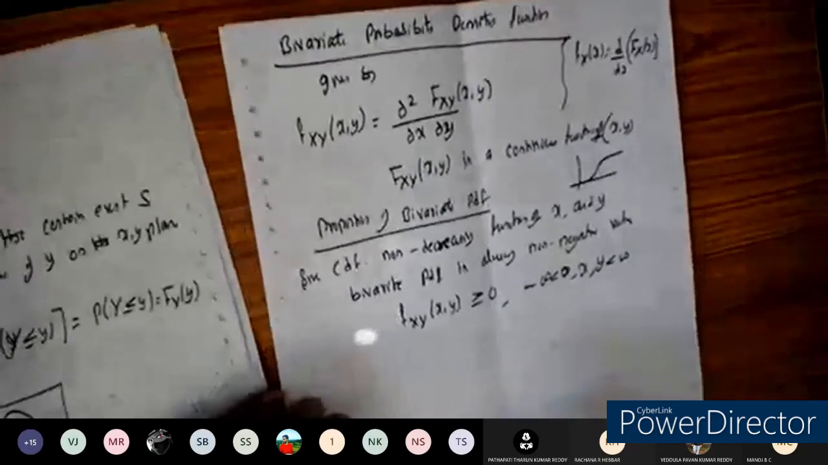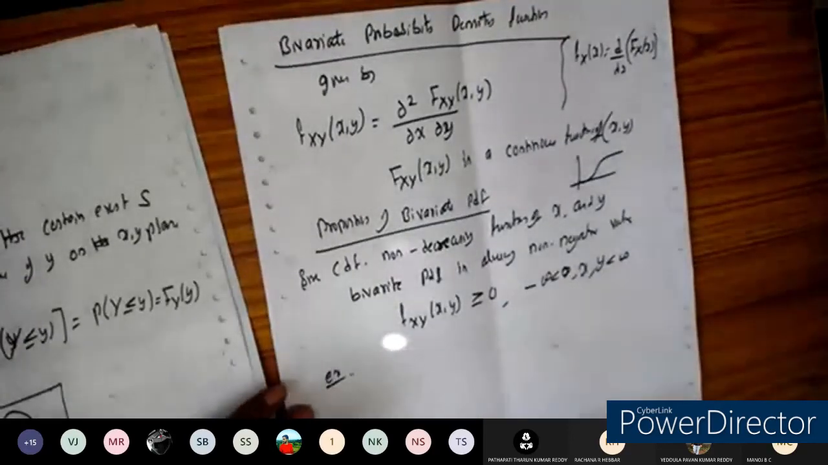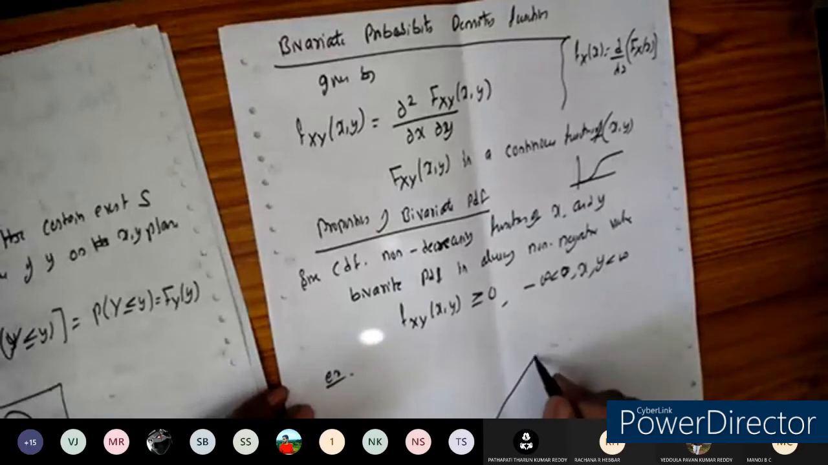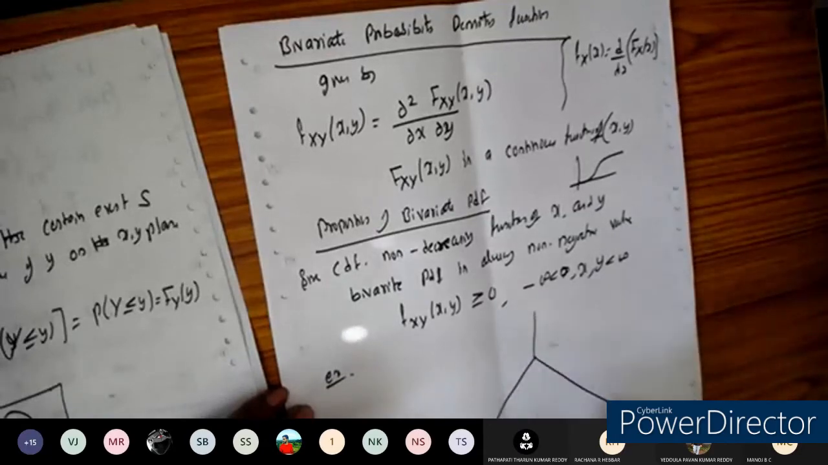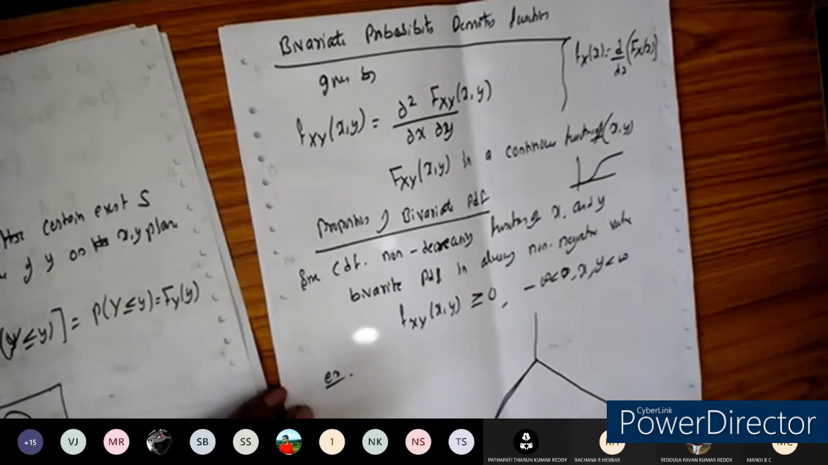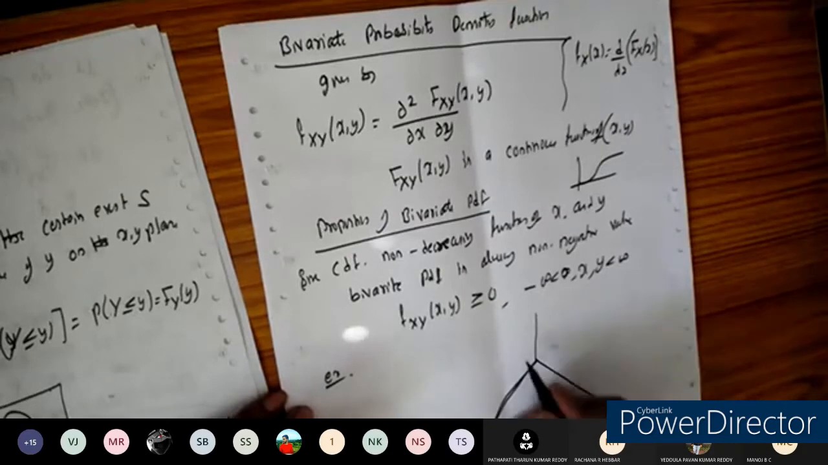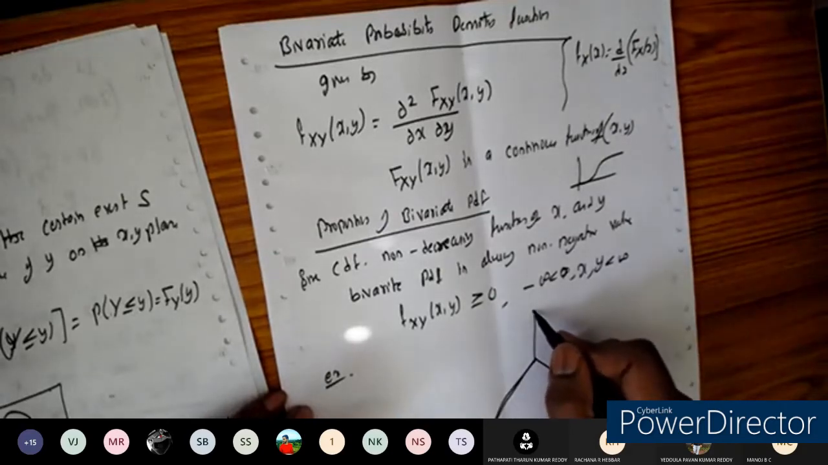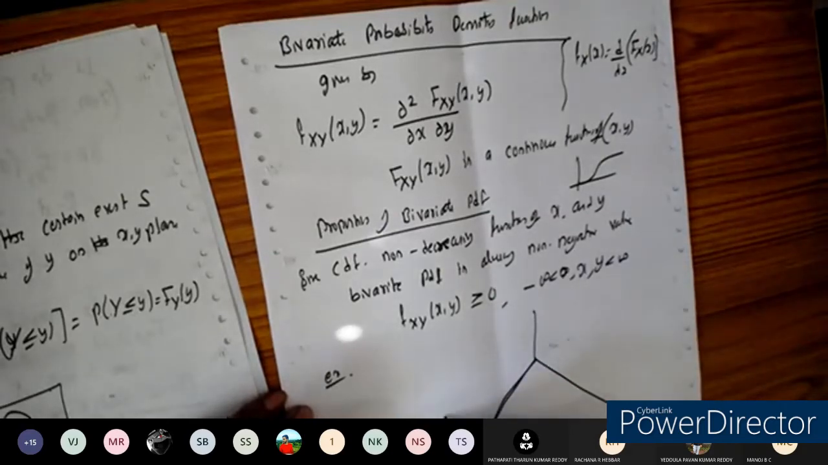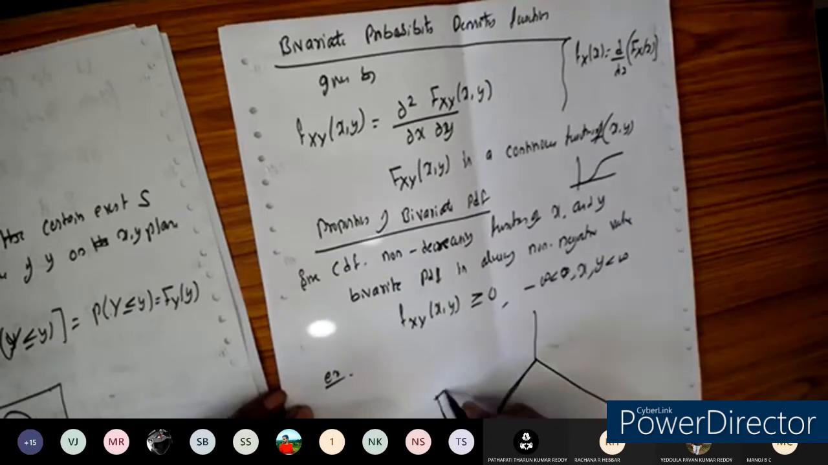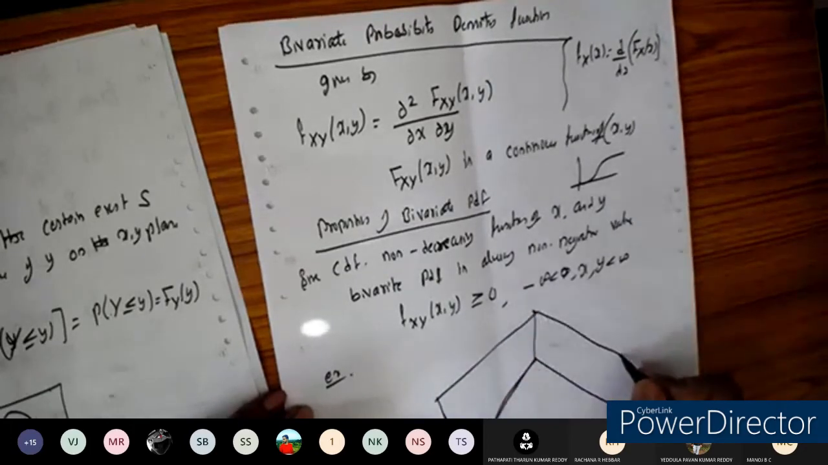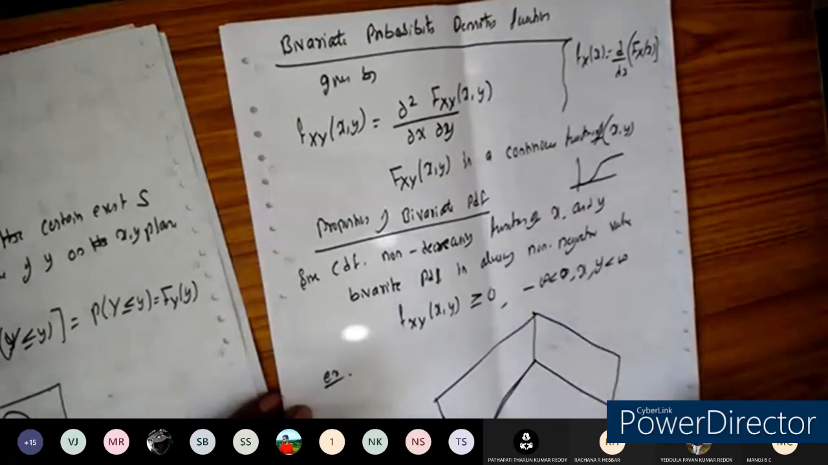The example of the bivariate CDF can be shown here in terms of the axes. We have a 2-dimensional axis like this, and I'm going to plot it in parallel as a 3-dimensional graph. So you can plot this as a graph.